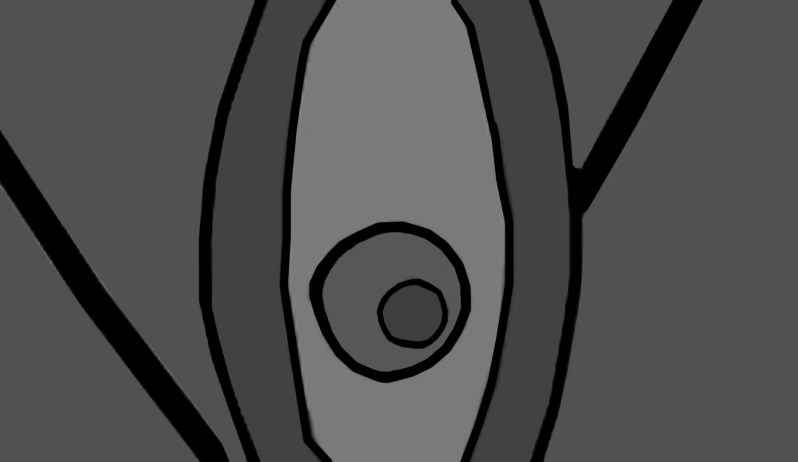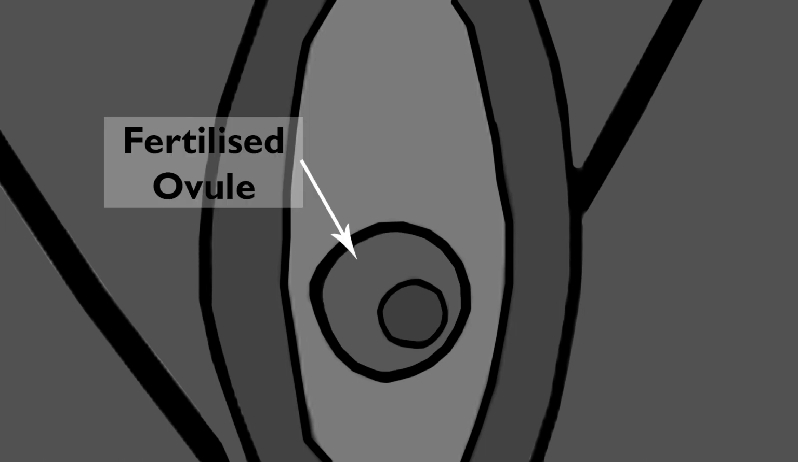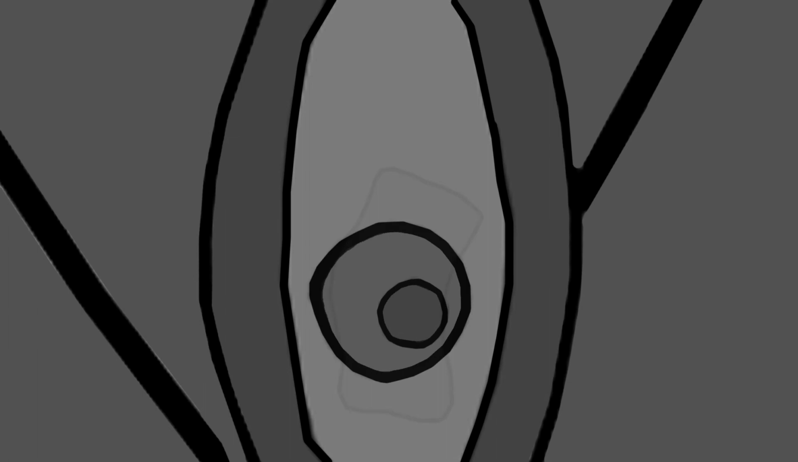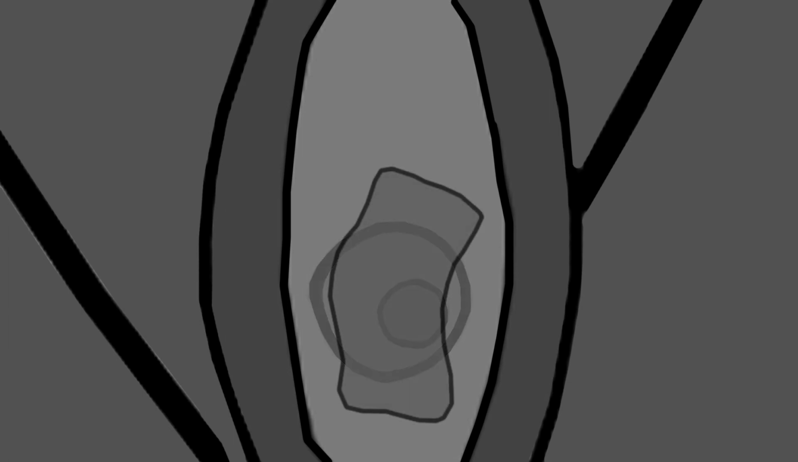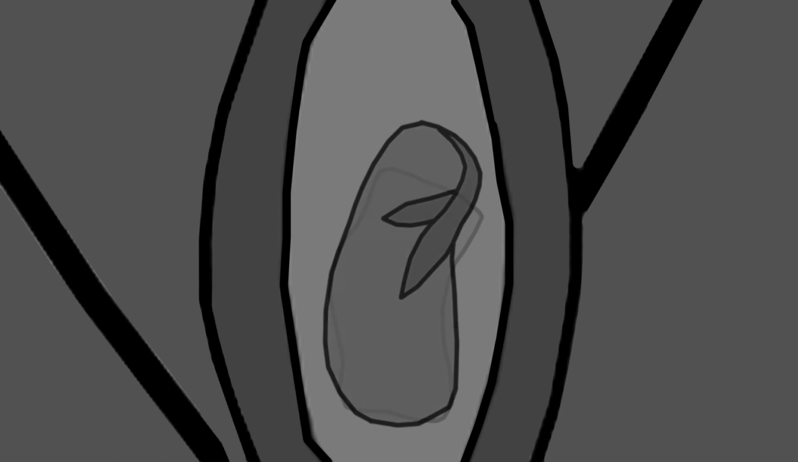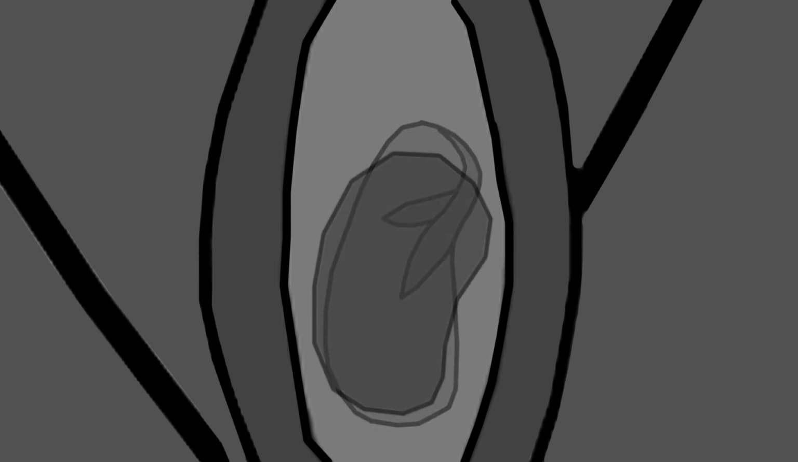The male pollen nucleus fuses with the female ovule nucleus to form a genetically complete fertilized ovule. Once formed, the fertilized ovule goes through a process in which it transforms into a seed. When the fertilized ovule first starts to develop, it is known as a zygote. When it develops further, it is an embryo. When fully formed, it is a seed.